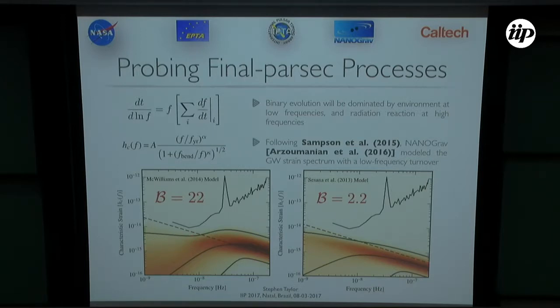This is a more moderate prediction of the amplitude at higher frequencies, and so we don't need a turnover at low frequencies as much as we do in this one. So the Bayes factor was 22 in favor of a simple power law model. And then over here it was 2.2 in favor of a turnover model. Yeah, Chris? Yes, it's the Bayes factor between a turnover model or a power law model.